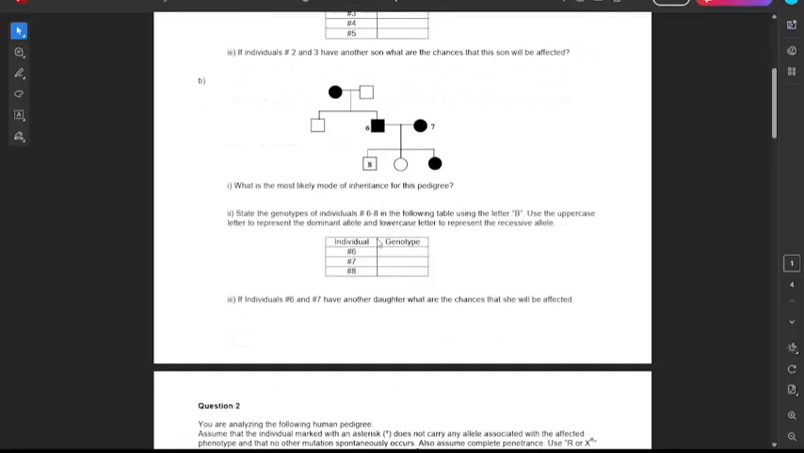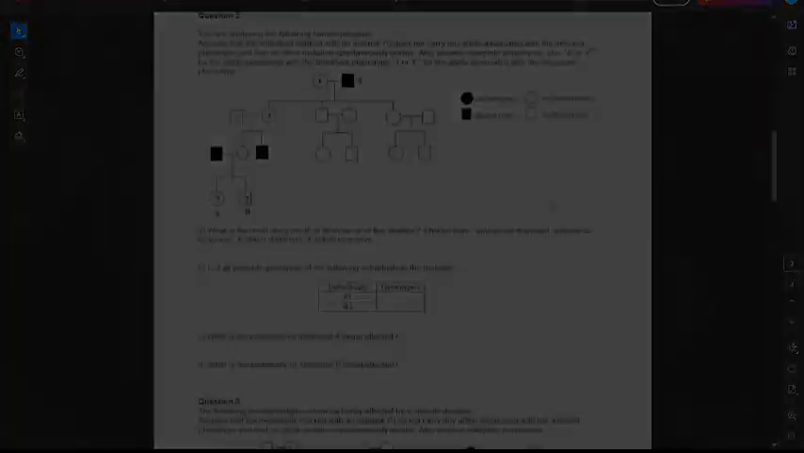If individual 6 and 7 has another daughter, what are the chances that she will be affected? Remember that both of them are heterozygotes, so Bb. And since it's a dominant trait, that means we'll yield a 3-to-1 ratio in the phenotype. And that means there's a 75% chance that whatever child they're going to have is going to be affected.